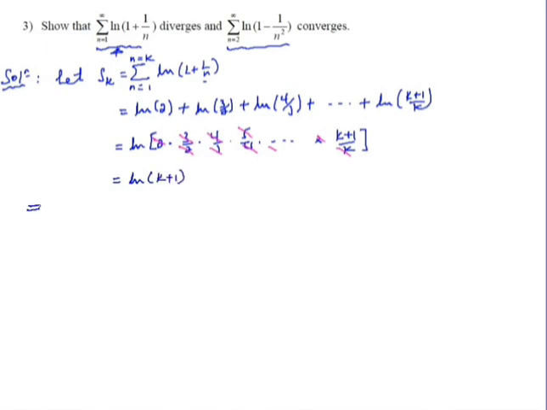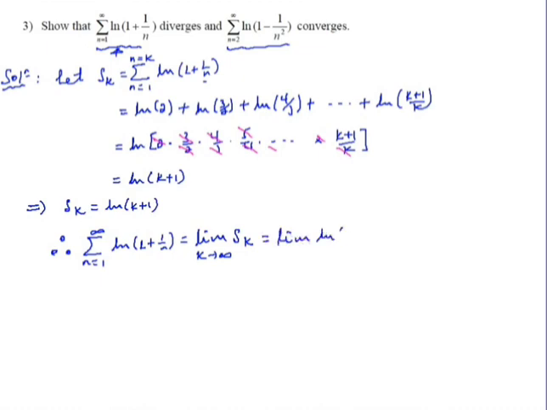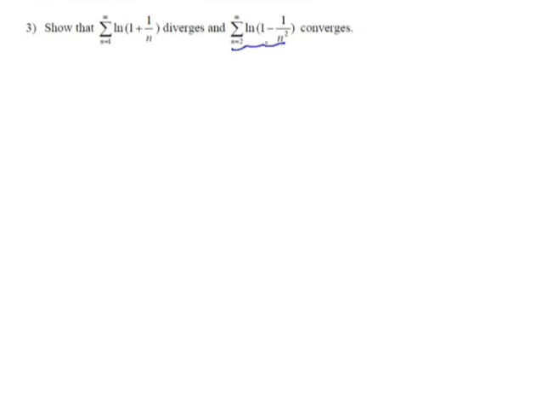Now the partial sum of this series, Sk, is ln of k plus 1. So we know that the sum of the infinite series ln of 1 plus 1 over n is the same as the limit of the partial sum as k approaches infinity. Which is the same as the limit of ln of k plus 1 as k approaches infinity, ln of infinity, which is infinity. So this is divergent. It diverges.